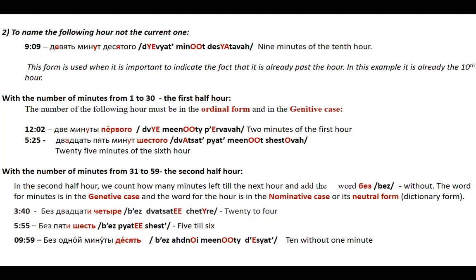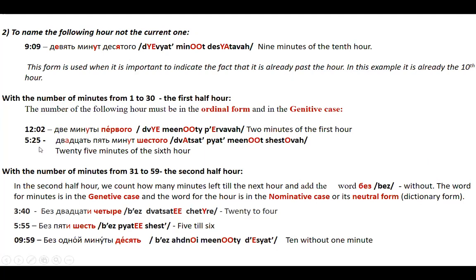12:02, 2 минуты первого. So первого is an ordinal form, only the last number, and it's also in the genitive form, which literally translates as 2 minutes of the first hour. It's already past 12, it's already the beginning of the next hour, so we say 2 minutes of the first hour, literally, and in Russian it is 2 минуты первого.